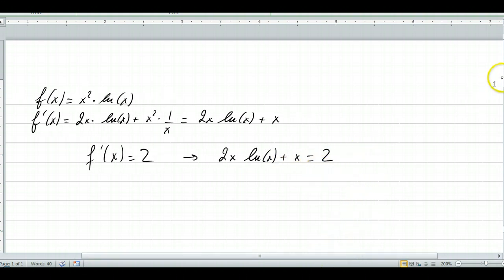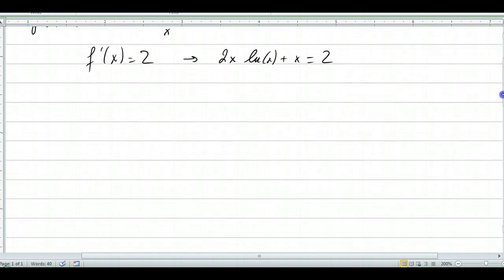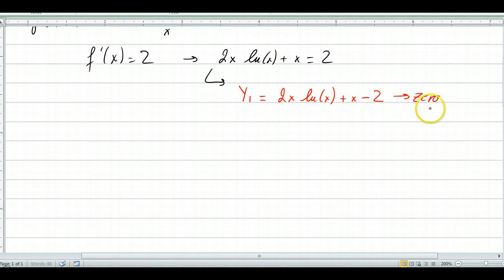So this is not an equation we can solve by hand, therefore we need to take the calculator. So to solve this equation, I'm gonna plug in y1 equals 2x ln x plus x minus 2. I'm gonna plug that into y1 and I will figure out where my zero is. Should be 1, I guess. Okay, let's take the calculator.